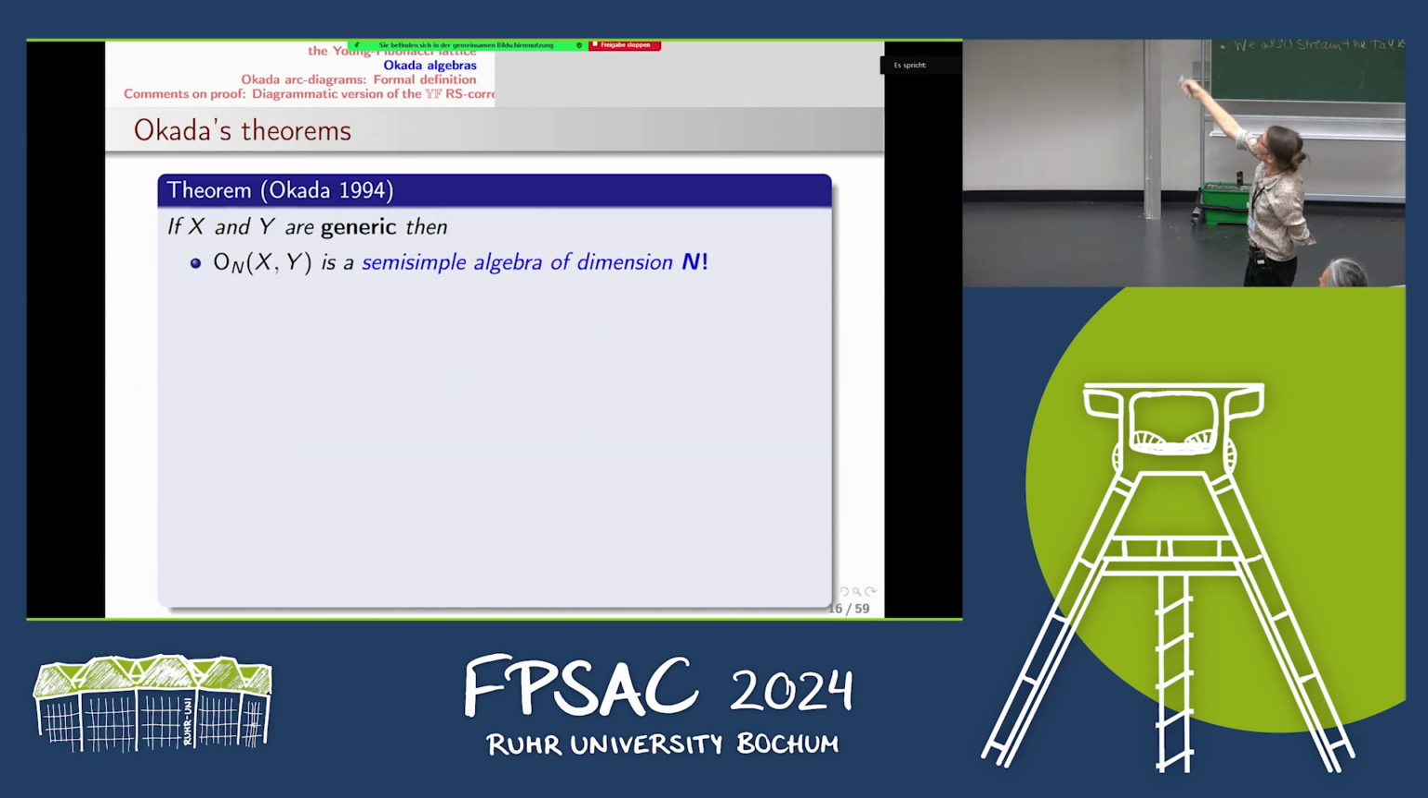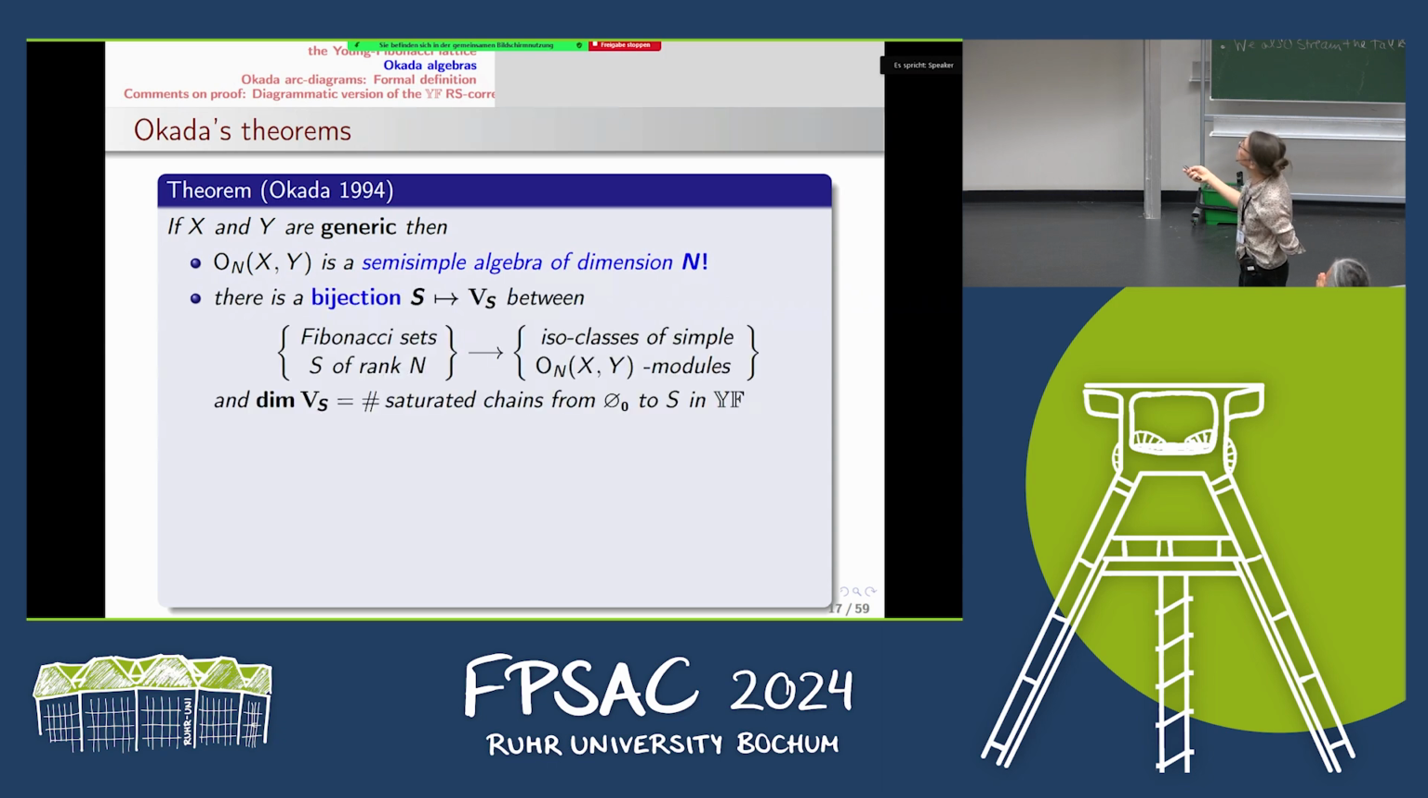Yes. So Okada showed in his 1994 paper that when these parameters are generic in the appropriate sense, this algebra is semisimple and has dimension n factorial. There is a bijection between the Fibonacci sets of rank n and isoclasses of irreducible representations of these algebras of O_n. And if S is a Fibonacci set and V_S is the corresponding irreducible representation, then the dimension of V_S is exactly this saturated chain counting. It's the number of saturated chains from the bottom up to S.